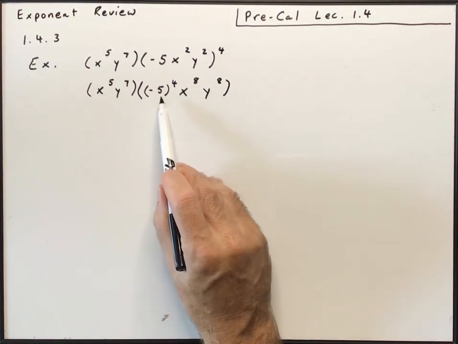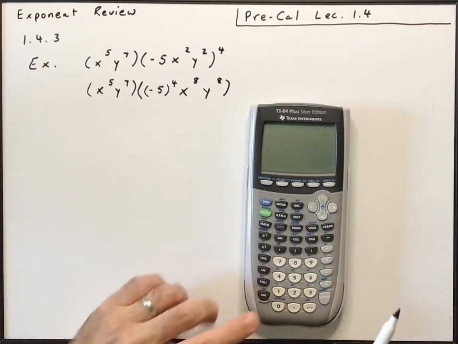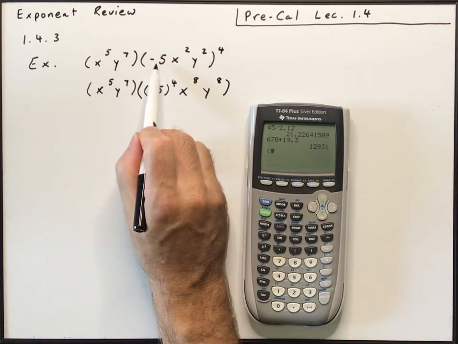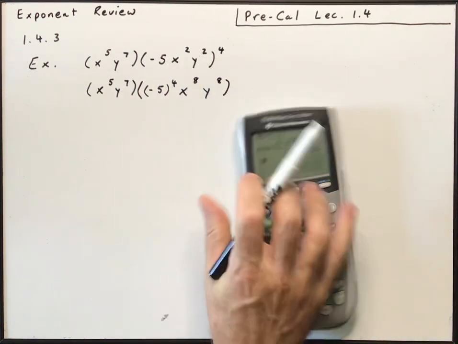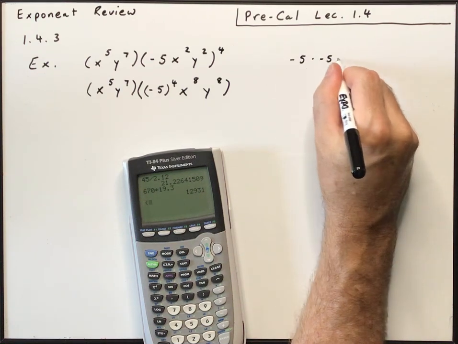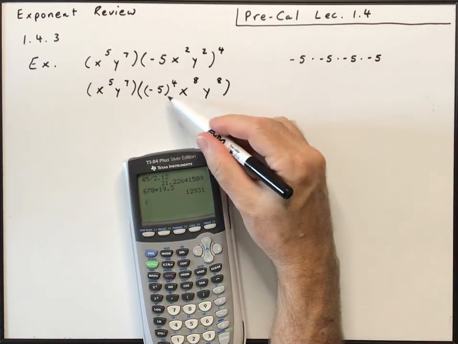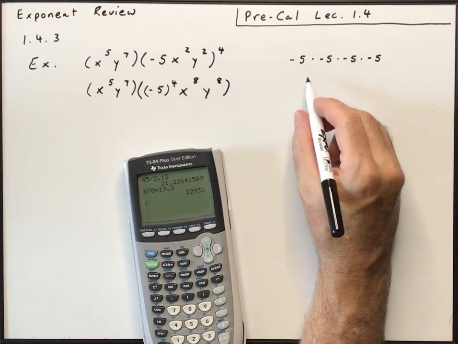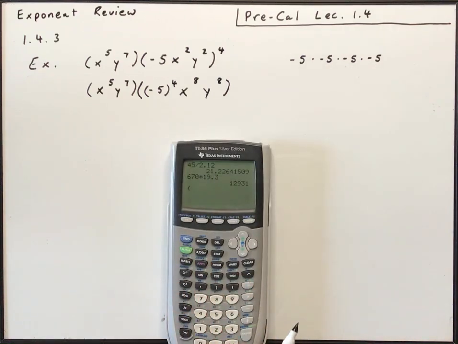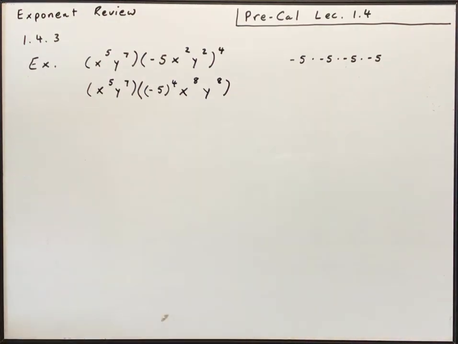Now if you're not sure what negative 5 to the 4th is, let's put that in our calculator. So put parentheses around it. In fact, that negative out front, when I raise it to the 4th, that's the same as negative 5 times negative 5 times negative 5 times negative 5. Okay, so that's why I put the parentheses around it. 4 negatives multiplied together would give you a positive. So negative 5 raised to the 4th power is 625.